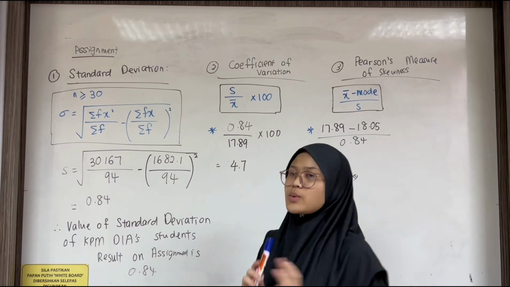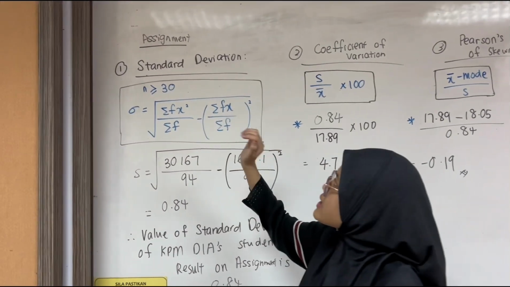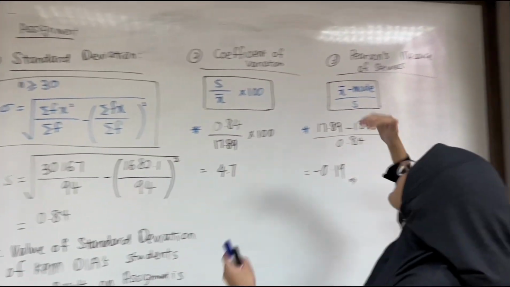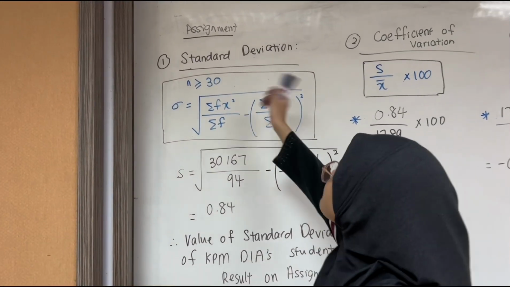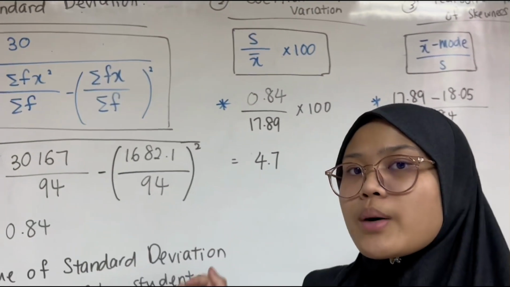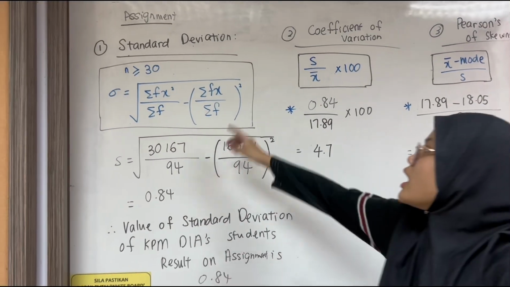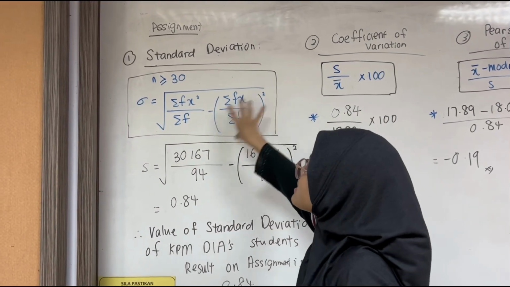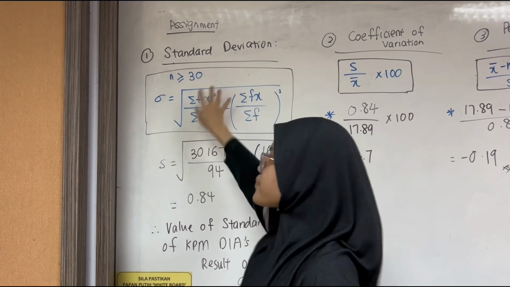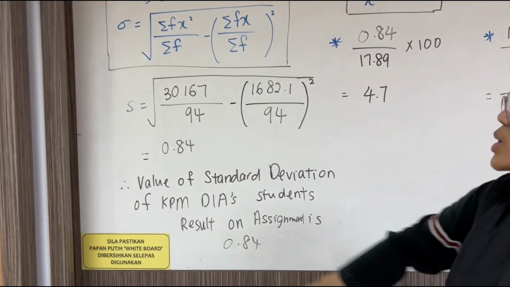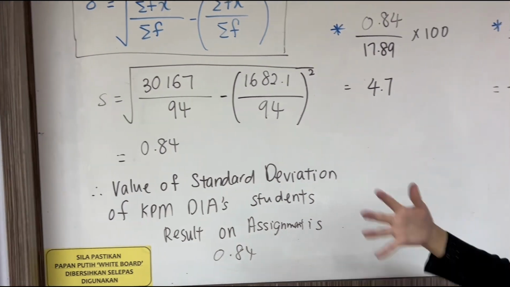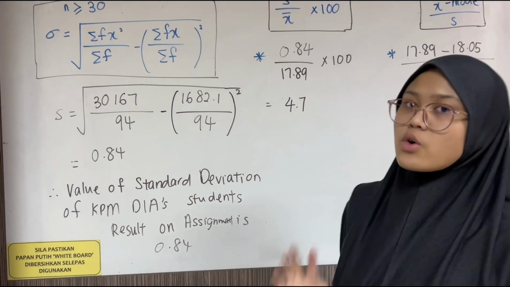Okay, last one, we will calculate the standard deviation, coefficient of variation, and Pearson's measure of skewness for the assignment. Okay, so first one, standard deviation. Like I mentioned before, last reminder, use this formula as our students are 30 students. Okay, so we will get 0.84. So the value of the standard deviation of the PMDIA students' result on the assignment is 0.84.